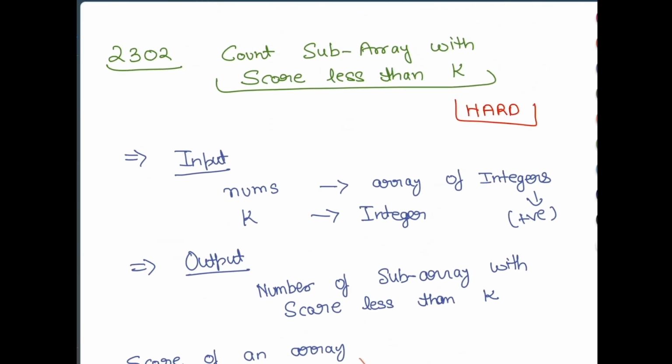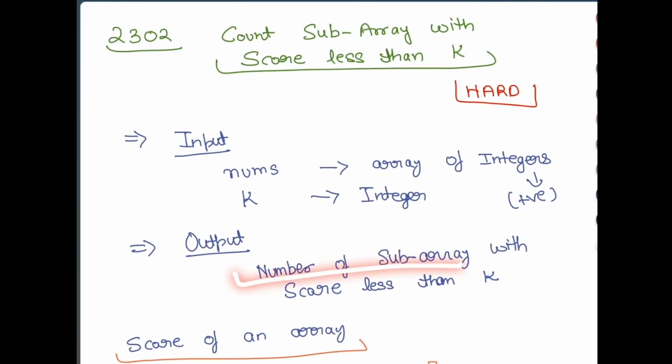So again, coming back to the input and output, you need to find the number of subarrays which you can create from your given input nums, an array of integers, such that the score of those subarrays is strictly less than k. It should not be equal to k, and it should not be more than k. It should be less than k, okay?